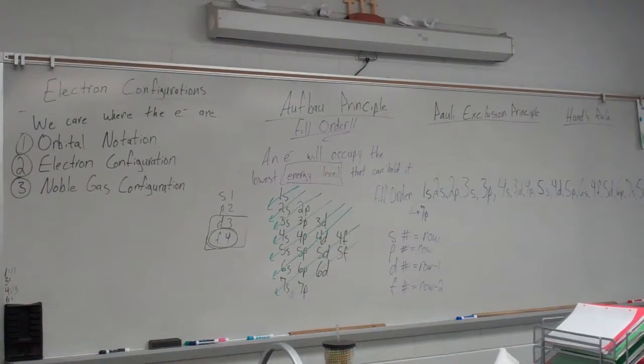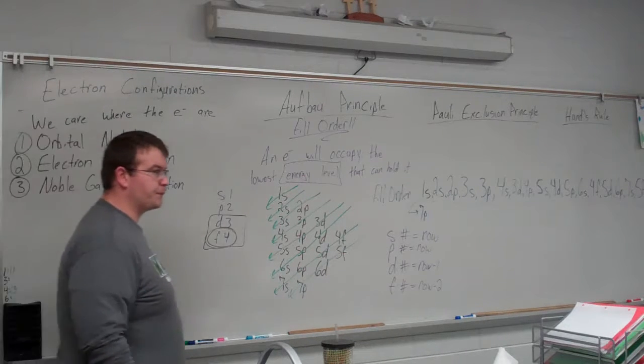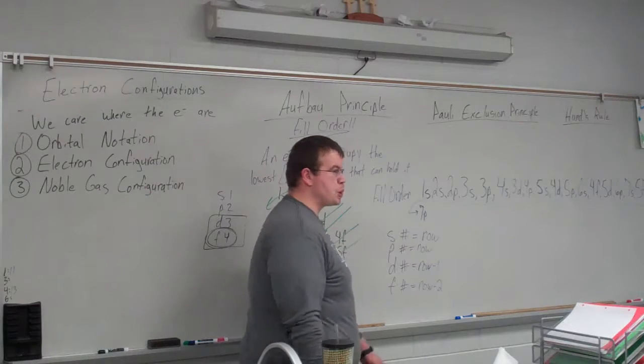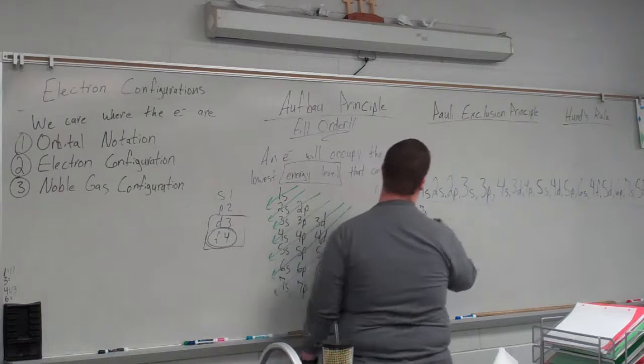When we go to the F block, can we just count down 2 rows? You can, but not strongly recommended.